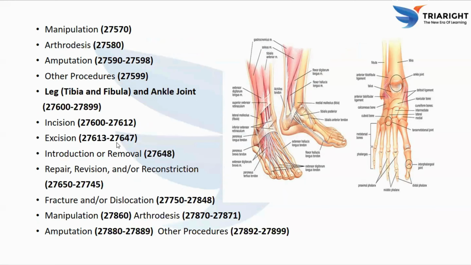So the next code ranges are for the region of leg and ankle joint. So for leg and ankle joint, the code range is 27,600 to 27,899. So these codes focus specifically on lower leg and ankle surgeries.